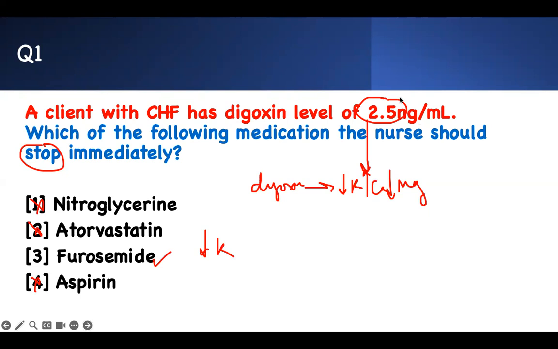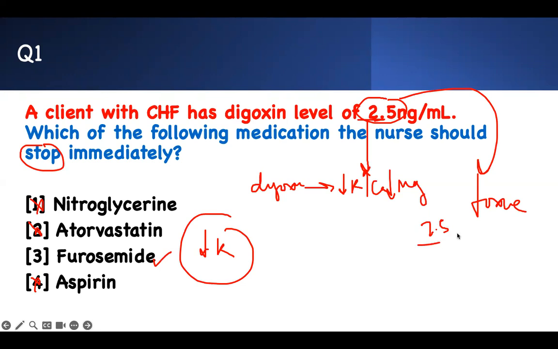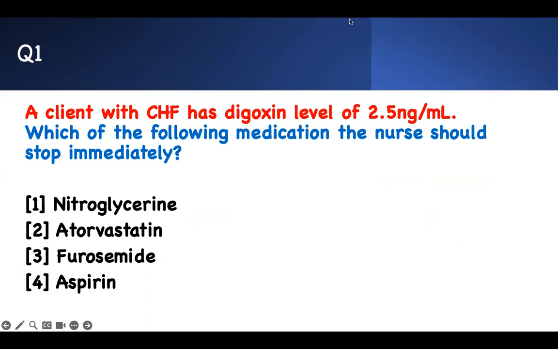And guess what? This is a toxic level. You have to hold digoxin, but you don't want to give them anything that will make this more toxic. You're already at 2.5. They are in the toxic range. If you decrease their potassium, they become more toxic. Therefore, what do you want to do? Stop furosemide. Critical thinking. That's all.